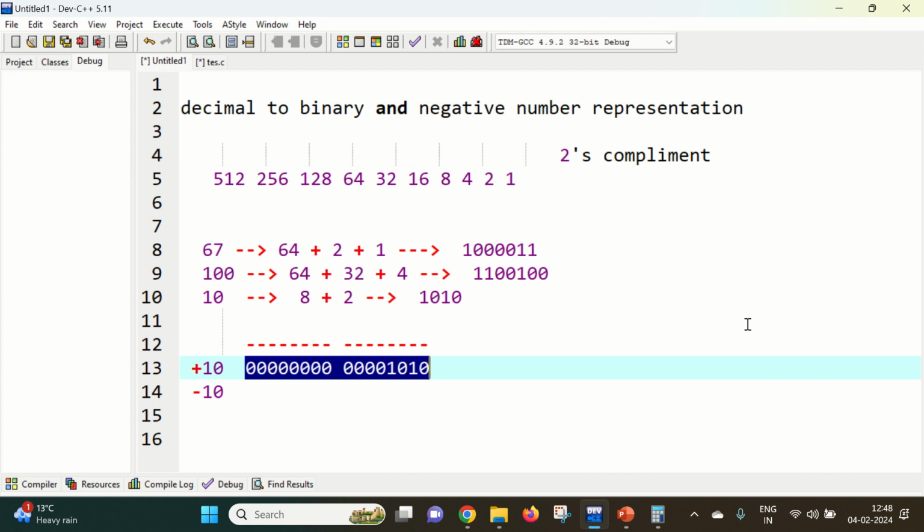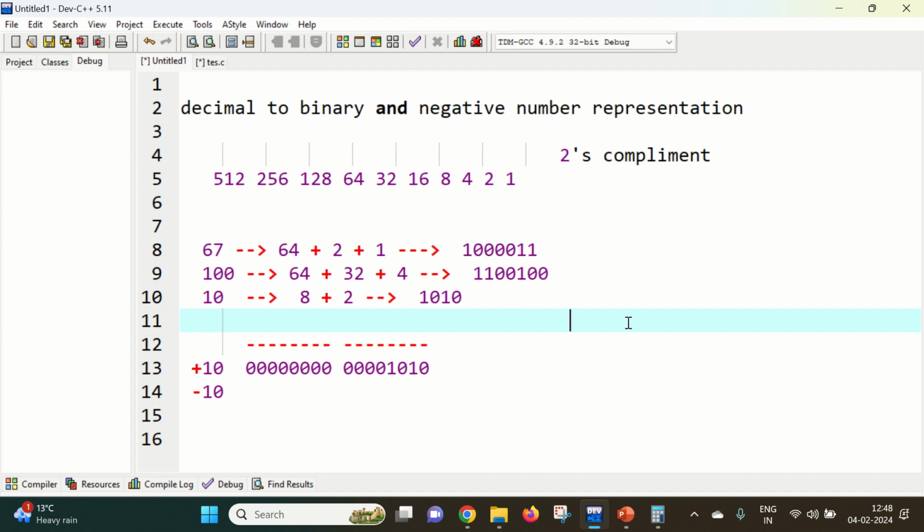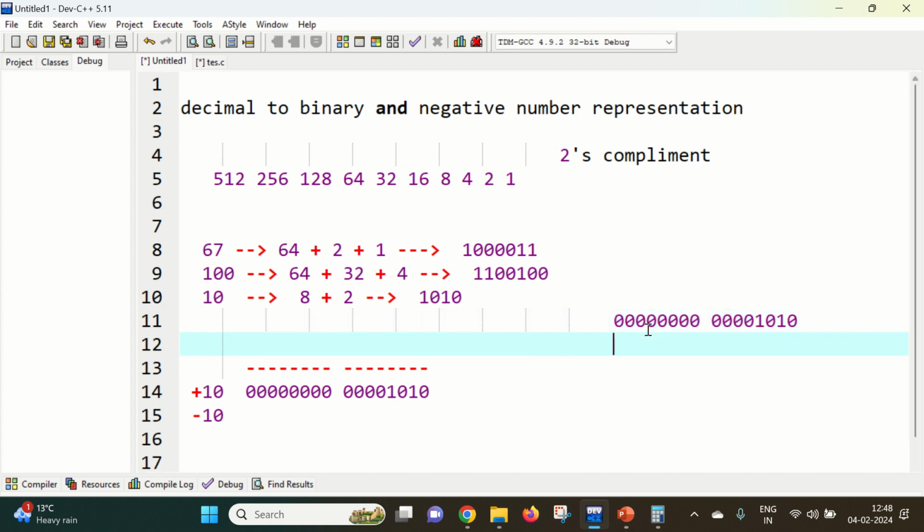So how it is going to work: first you have to take your number. Suppose I am taking this number. This is our number. Here I am going to write that. First you have to take the ones complement of this. Here I can write ones complement.